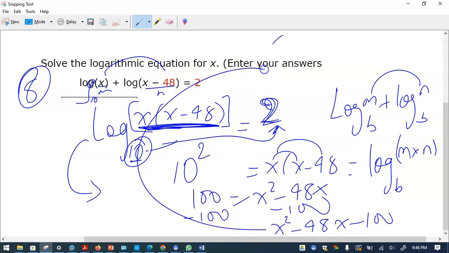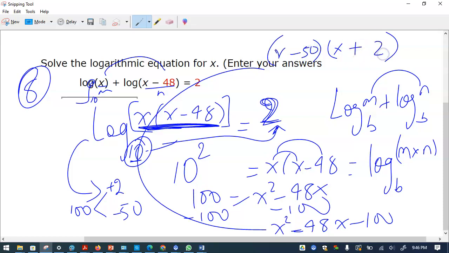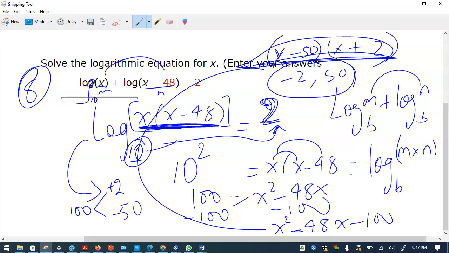You can easily factor this. We can split 100 into 2 times 50, and to get minus 48, 50 will be minus and the 2 will be plus. So minus 50 and plus 2, you get the two answers, the opposite of whatever that is. Minus 2 and 50 is the correct answer.